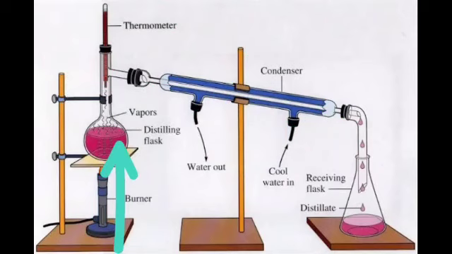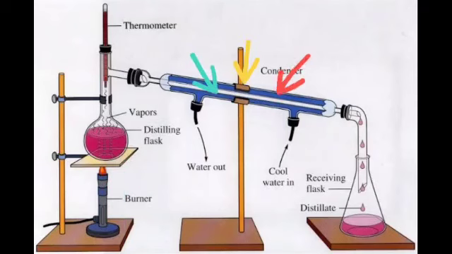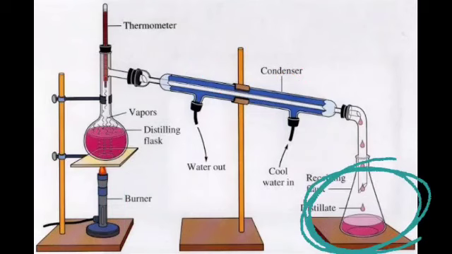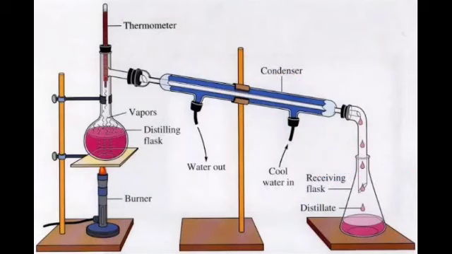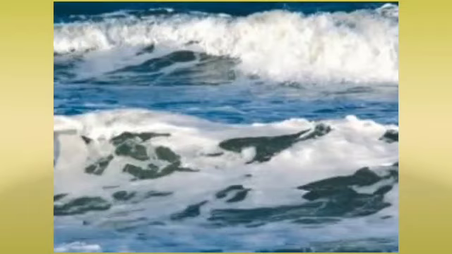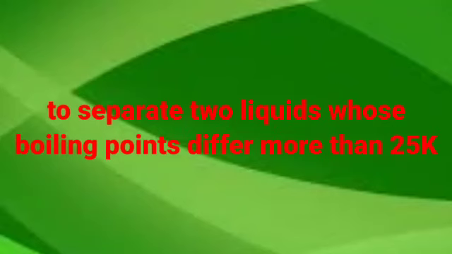The pure water vapor passes through the inner tube of the condenser. The vapors on cooling condense into pure water, that means distillate, and are collected in a reservoir. The salt is left behind in the flask as a residue. Seawater in many countries is converted into drinking water by this distillation method. This method is also used to separate two liquids whose boiling points differ by more than 25 Kelvin.